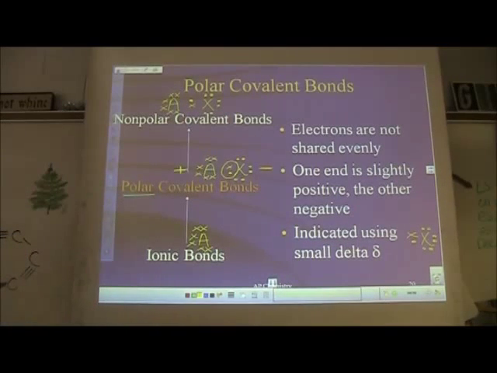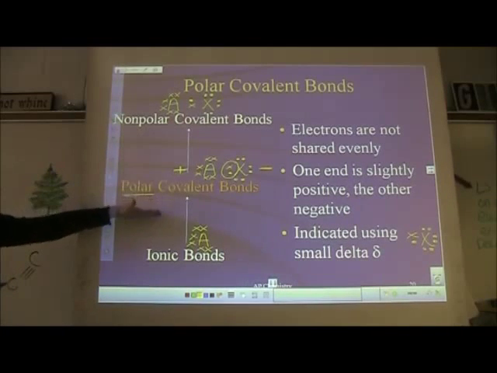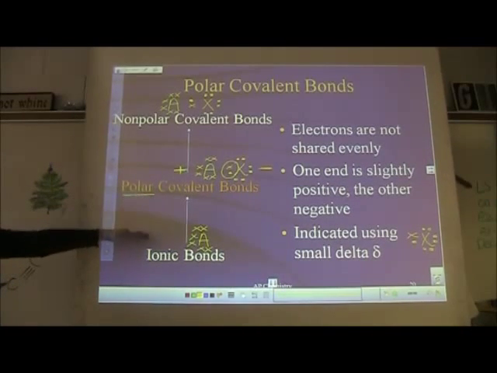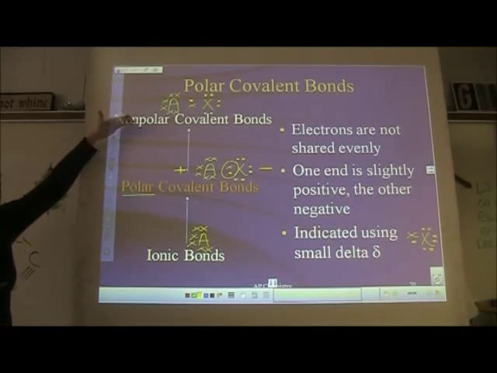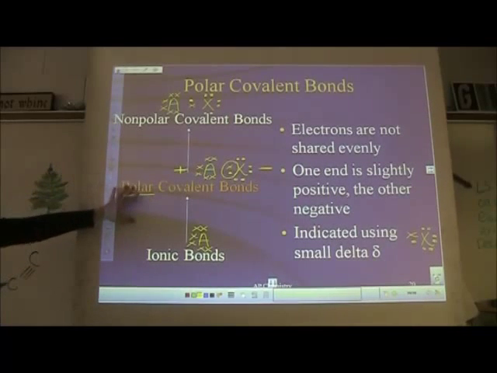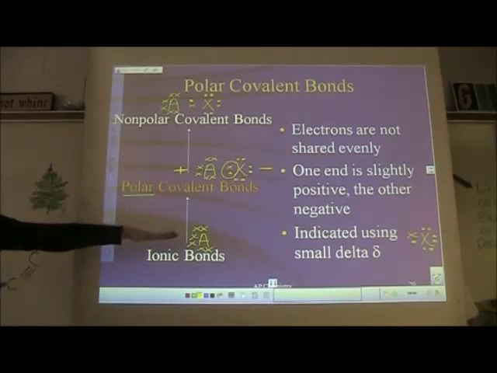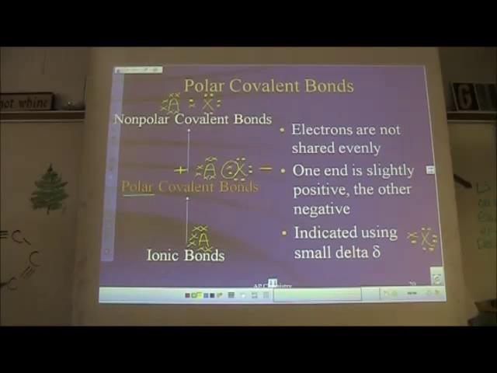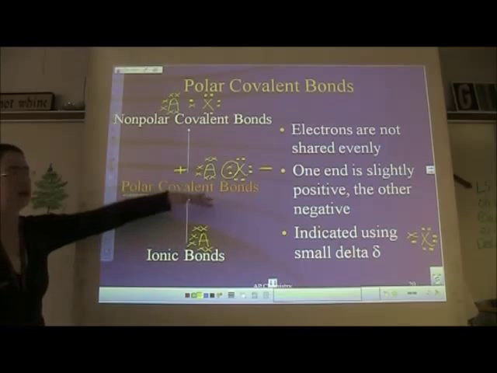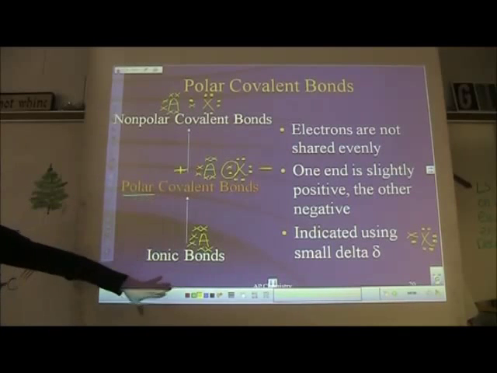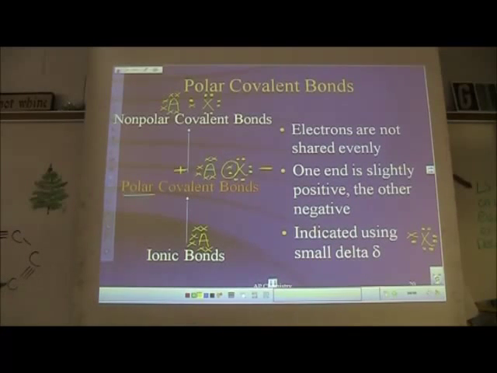And it is a progression. There is a gradual progression here. There really isn't a point at which you say, okay, this bond is polar covalent, and boom, all of a sudden, it's ionic, there's no sharing anymore. There's really no hard and fast point. It is a transition, and I will talk more about that in just a second. If that makes no sense to you, don't stress. I will come back to that.